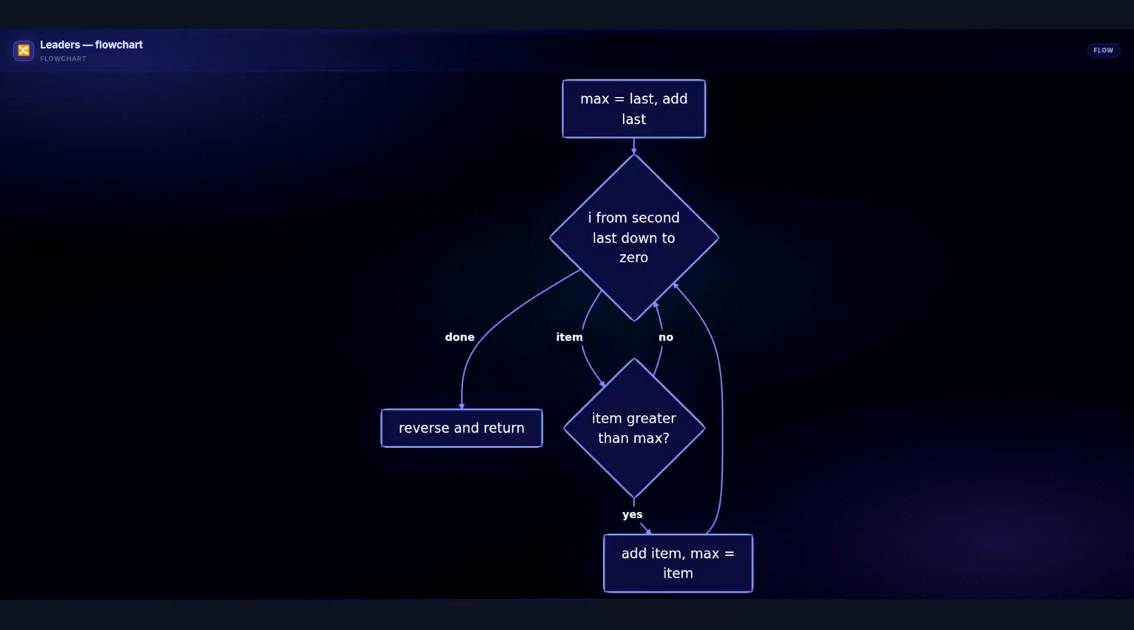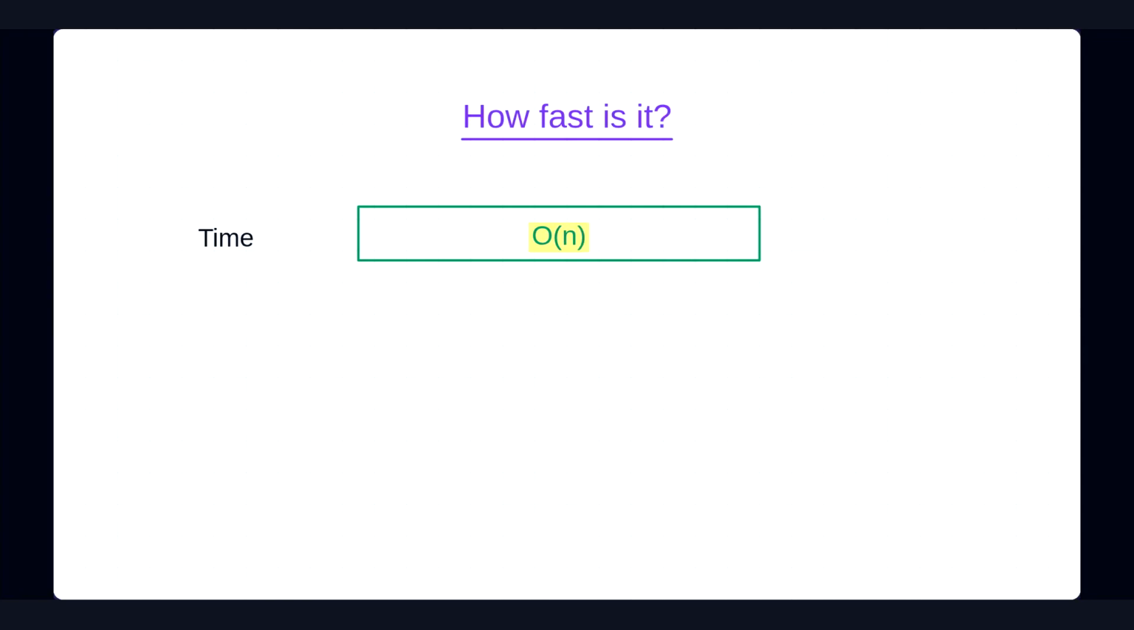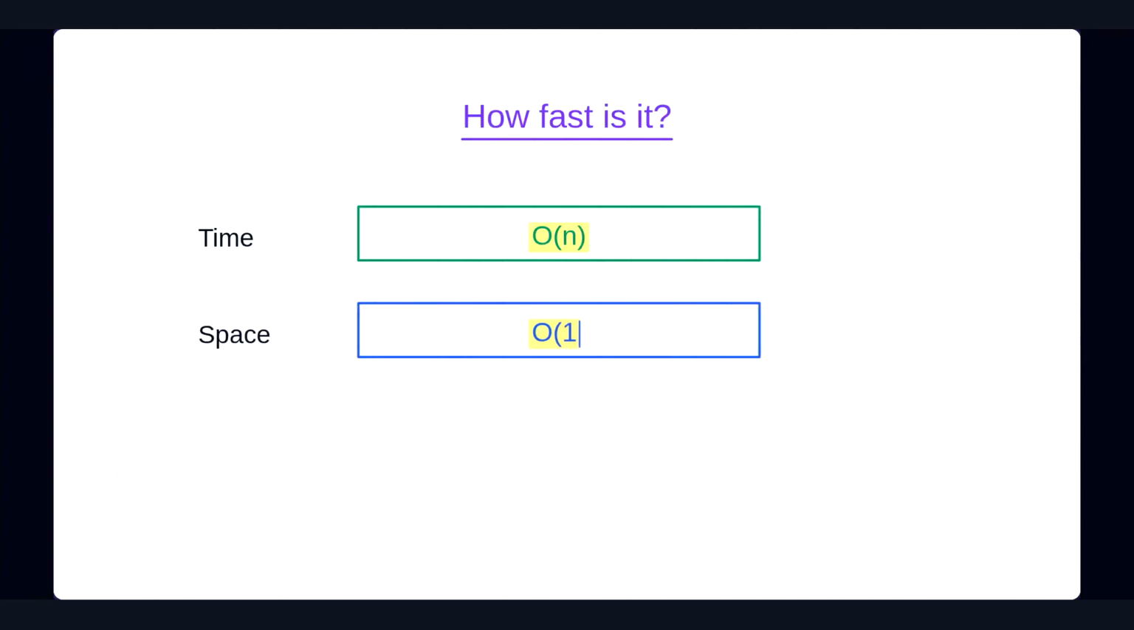Starting from the last element as a leader, we move leftward tracking the maximum on the right. Each element that beats it is a leader. At the end, we reverse the collected leaders. We scan the list once from right to left, so order n time. Apart from the output list, we only keep a running maximum, so order one extra space.